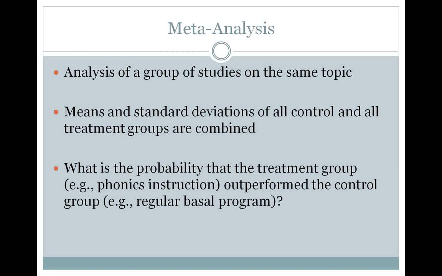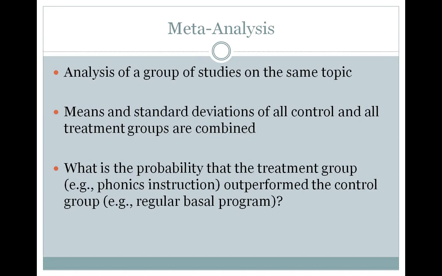It's important to understand the term meta-analysis because the NRP report is essentially a meta-analysis. An analysis is an examination of one study. A meta-analysis is an analysis of a group of studies on the same topic. The means and standard deviations of all the control groups and all the treatment groups are combined.